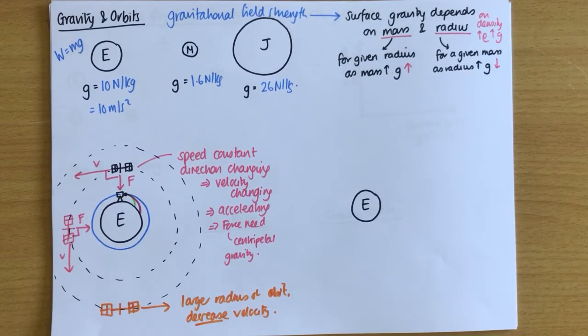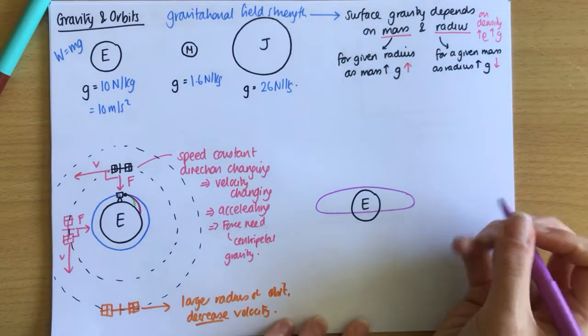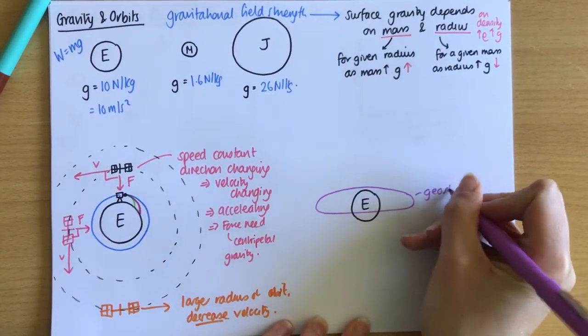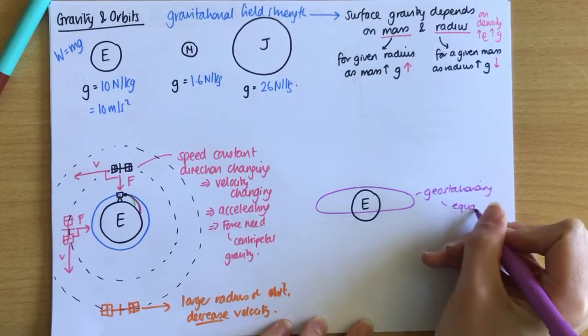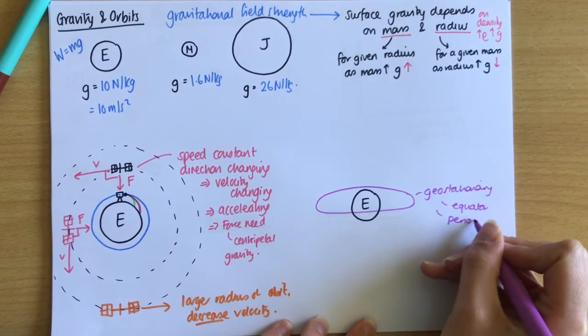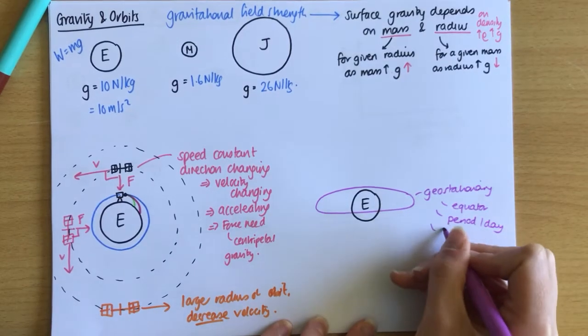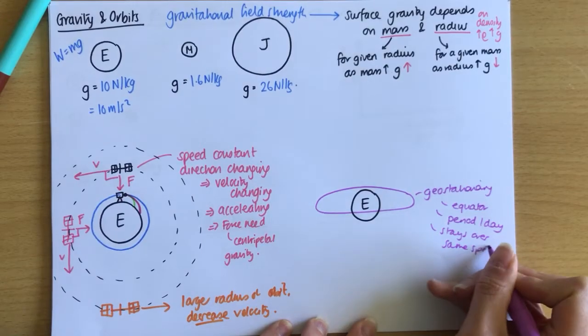Now there are 3 or 4 orbits that we need to know about, standard orbits, around the Earth. And the first 2 are the most common. Now the first is what we call a geostationary orbit. And a geostationary orbit goes around the equator of the Earth, so geostationary. It's around the equator of the Earth. Its period is 1 day. And it stays over the same spot on Earth all the time.